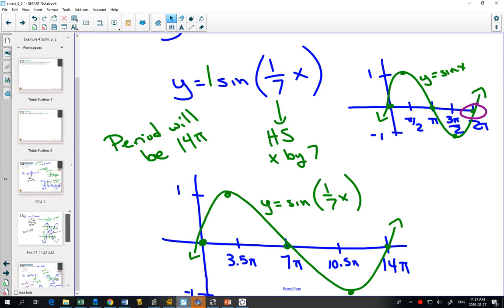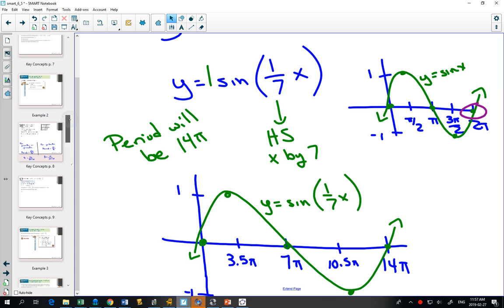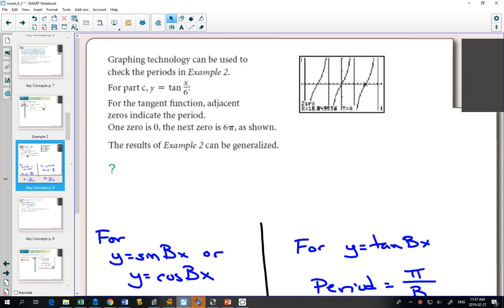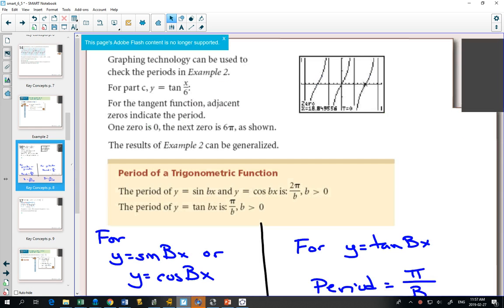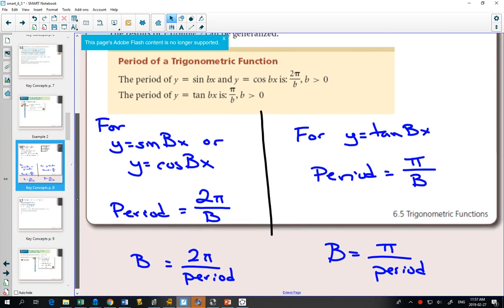At the bottom of the page, you have an important formula. Your period of sine and cos, and I'll get you to write these in, can be found with the following formula. It's not on your formula sheet, but your period is always 2 pi divided by whatever your b value is. That applies that horizontal stretch or compression to your period.